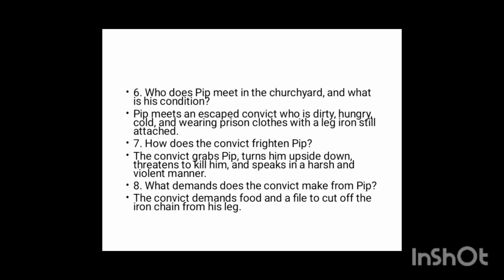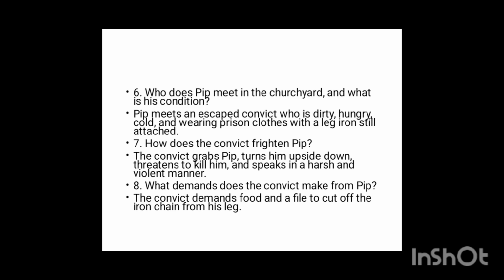Who does Pip meet in the churchyard, and what is his condition? Pip meets an escaped convict who is dirty, hungry, cold, and wearing prison clothes with a leg iron still attached. How does the convict frighten Pip? The convict grabs Pip, turns him upside down, threatens to kill him, and speaks in a harsh and violent manner.